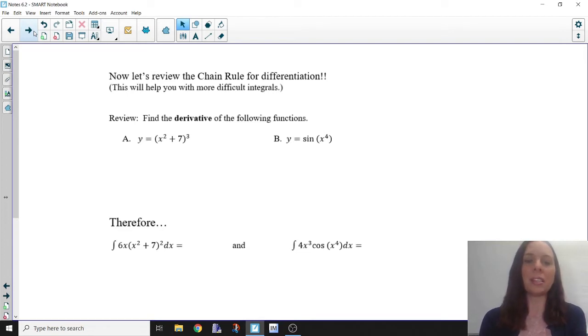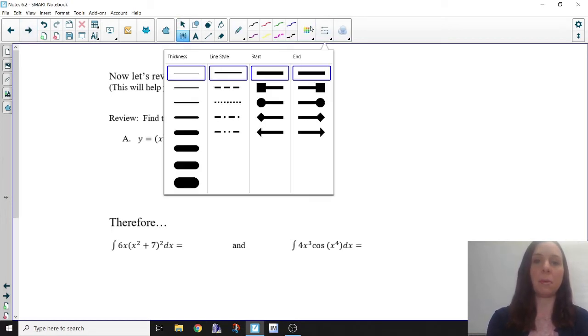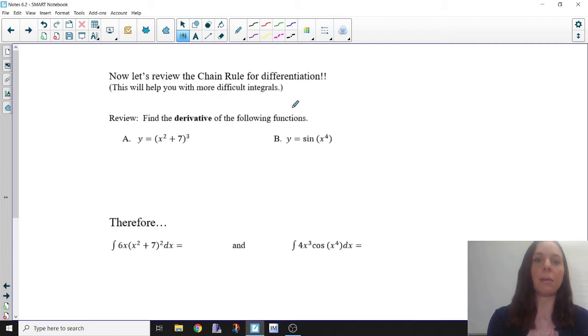So let's start by reviewing the chain rule for differentiation. We're going to do derivatives first. Take a look at this little review section here. Review: find the derivative of the following functions.